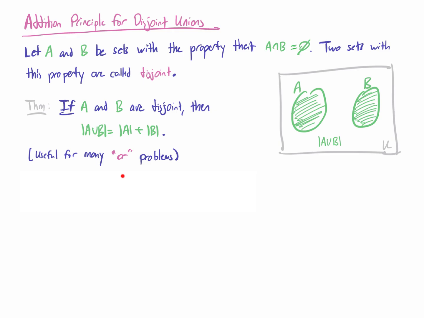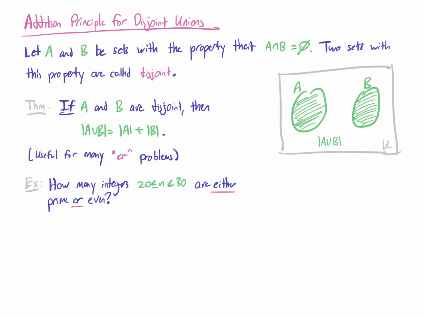If I'm going to pick an element from set A or an element from set B, that's the same as picking an element from their union. So when I say I want to pick something from set A or from set B, if sets A and B are disjoint, then the number of ways for me to do this is just the size of A plus the size of B. So let's look at an example.